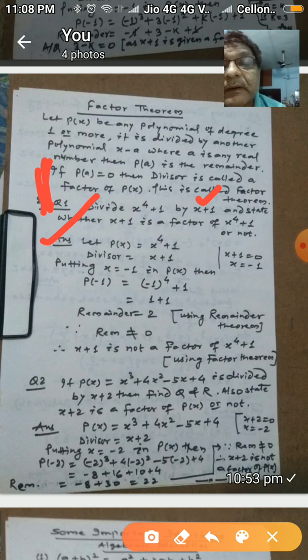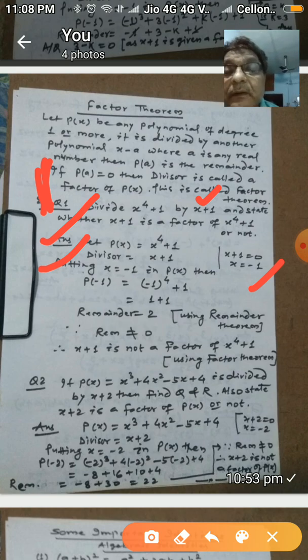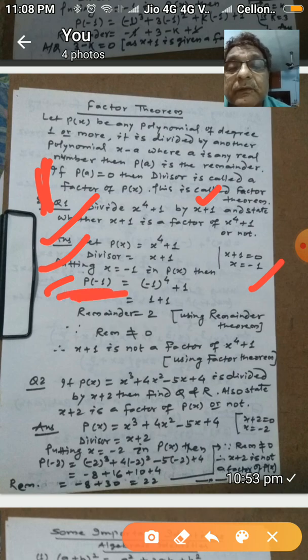So we will write here the answer. Let p(x) equal x to the power 4 plus 1, and the divisor is equal to x plus 1. Again we make the divisor x plus 1 equal to 0 and find the value of x, which is minus 1. So, as we have done in the remainder theorem, putting x equal to minus 1 in p(x), p(minus 1) comes to minus 1 whole to the power 4 plus 1, which is 1 plus 1, and you know this p(minus 1) is the remainder, so here the remainder comes to 2.